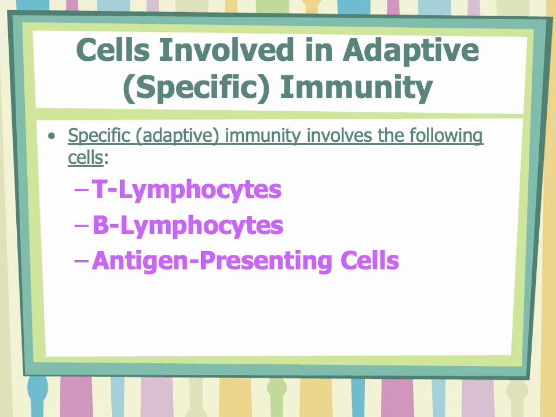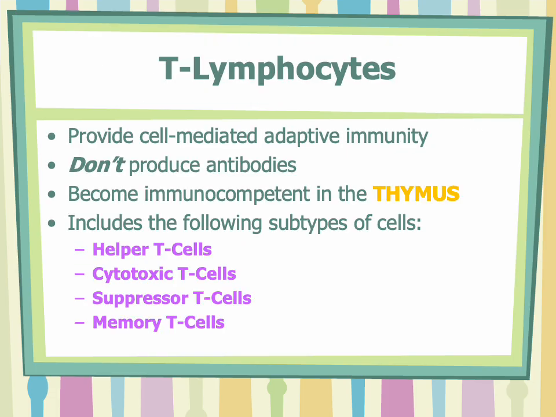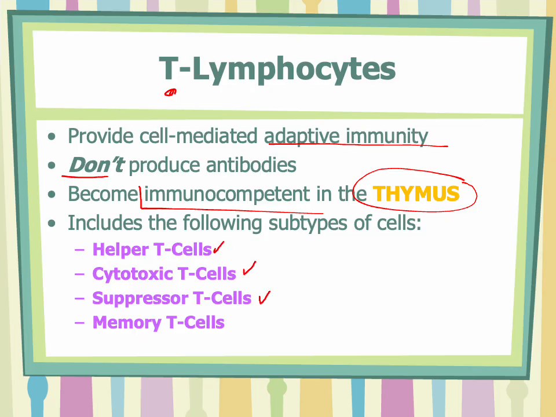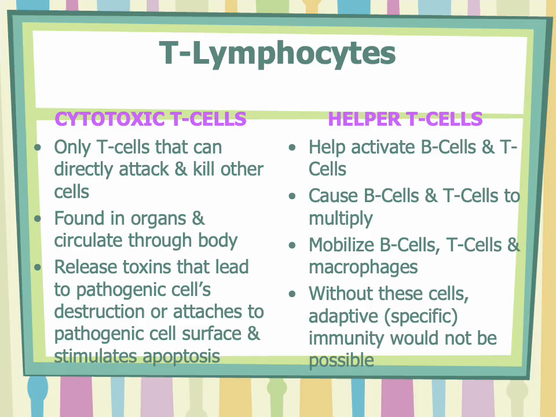So cells involved in adaptive immunity, we have the T lymphocytes, we have the B lymphocytes, and we have the antigen-presenting cells, also known as APCs, okay? So the T lymphocytes provide the cell-mediated adaptive immunity. Okay, it's the third line of defense. They do not produce antibodies. Okay, they become immunocompetent in the thymus, hence the name T lymphocytes. Okay, there are different types. There are helper T cells, cytotoxic T cells, suppressor T cells, and memory T cells.